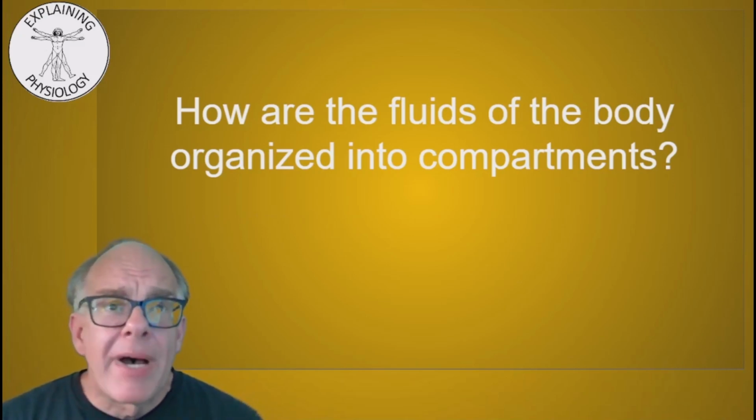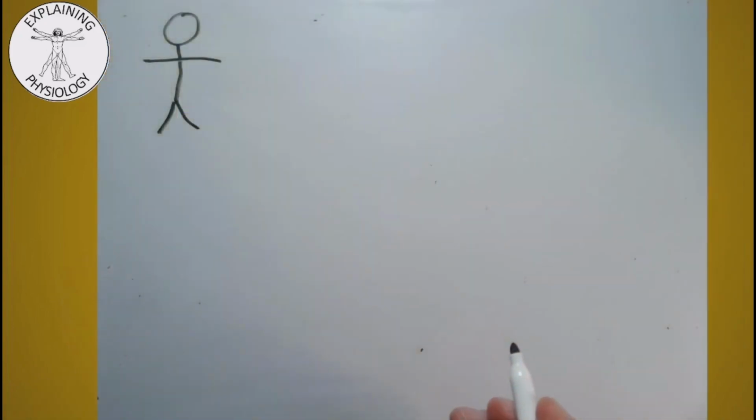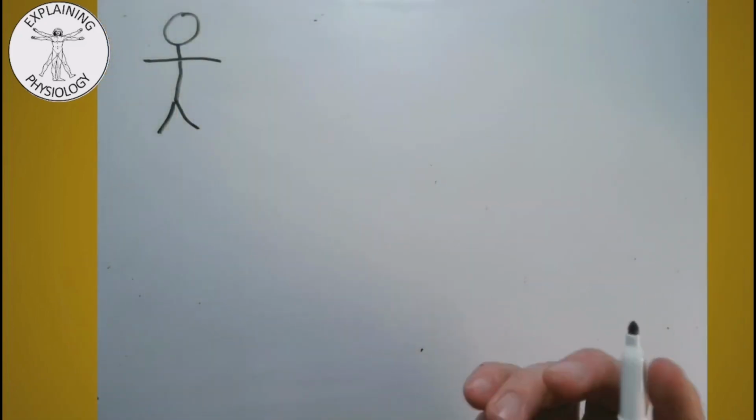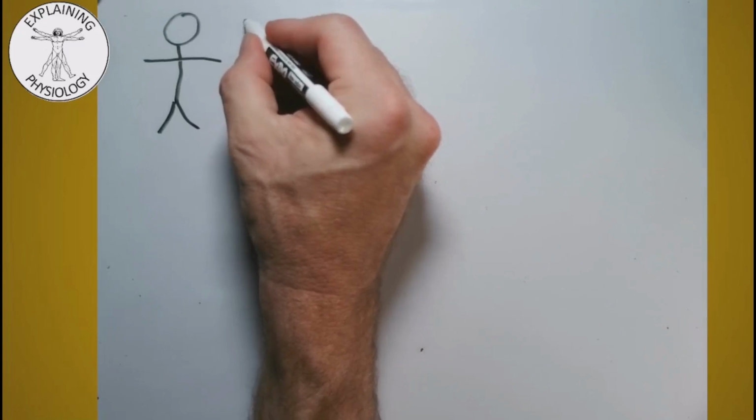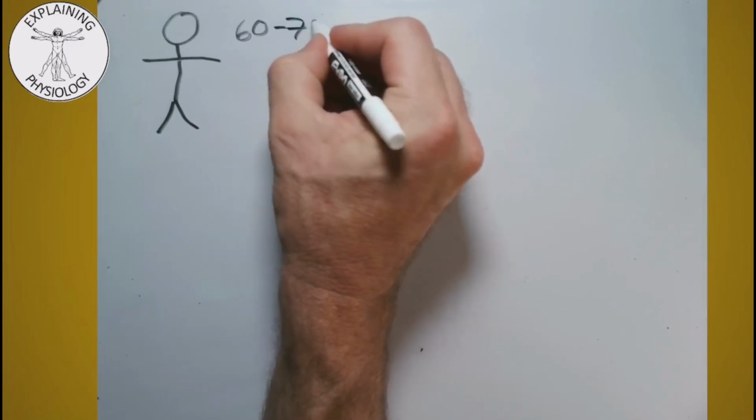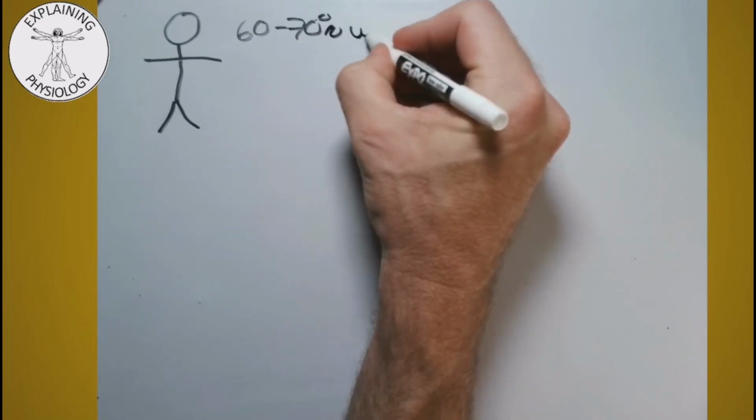How are the fluids of the body organized into compartments? Okay, within the human body, it's estimated that we could be anywhere from about 60 to 70% water within our body.